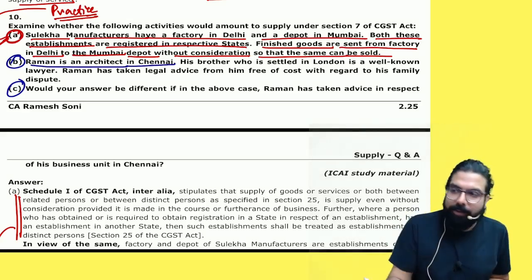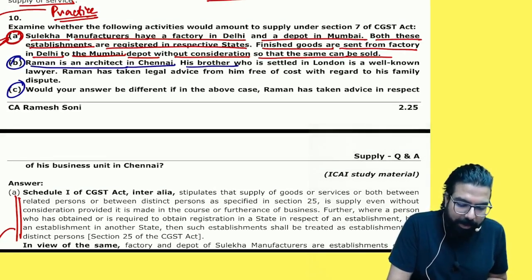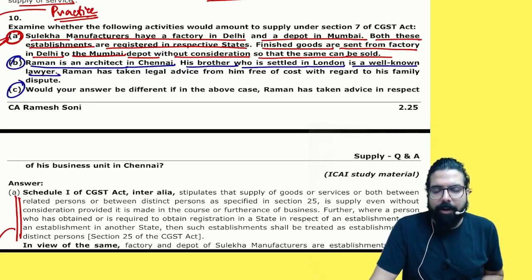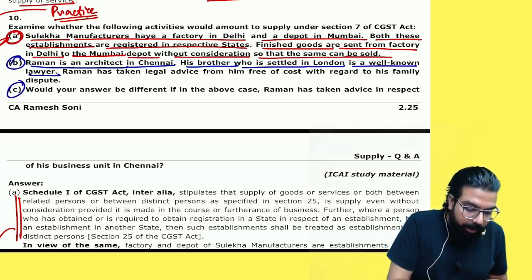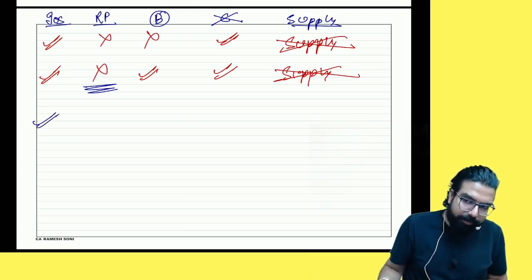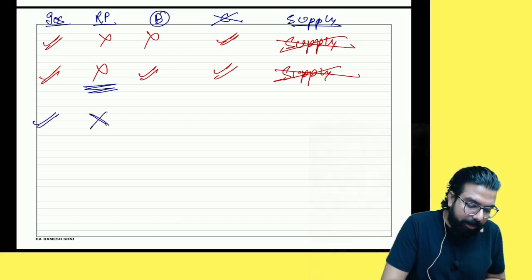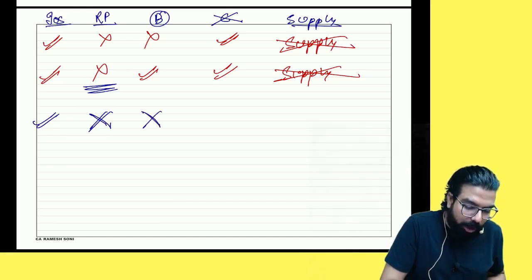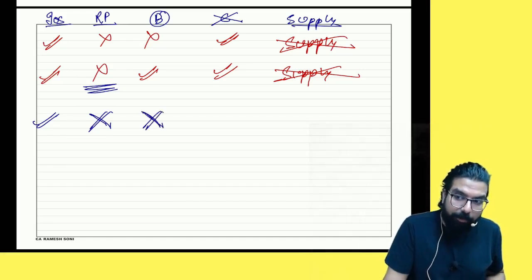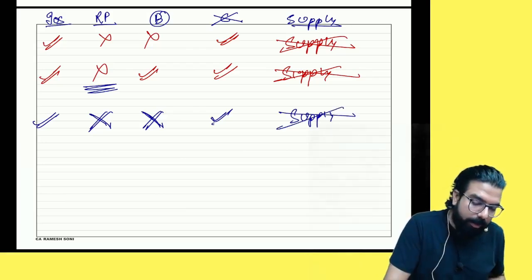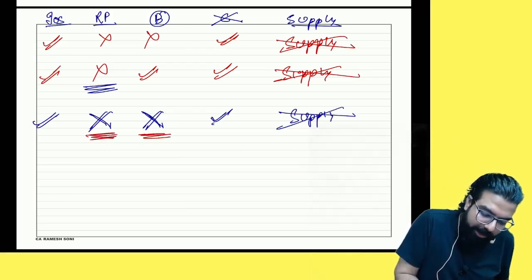Raman is an architect in Chennai. His brother is settled abroad, is a well-known lawyer. People, brother: dependent, independent? Independent. Related person, not related. Raman has taken legal advice free of cost with regards to a family dispute. 1 minute. Importation of service, related person, not related. Why not related? Independent. Business, non-business. Non-business, correct? It should have been for business. Consideration, no consideration. Supply, not supply. Why? Not from a related person and not in the course of business.